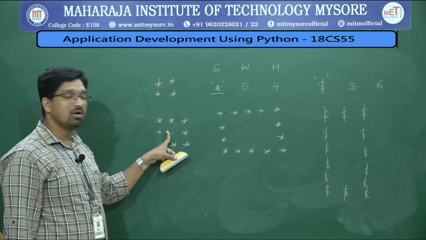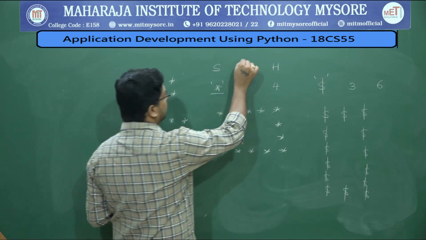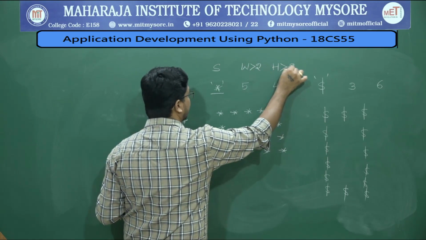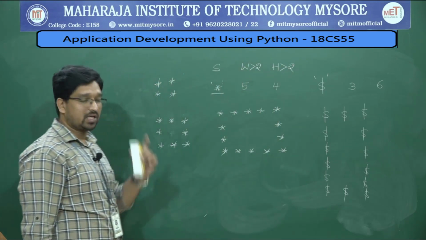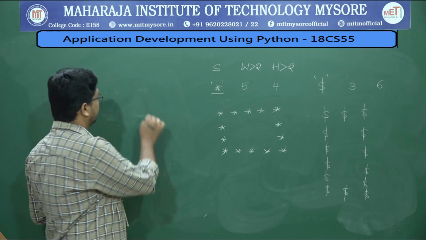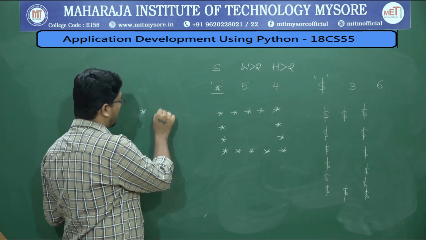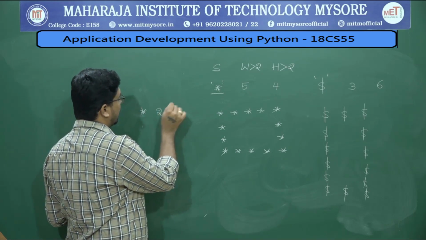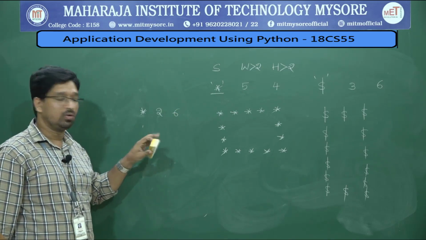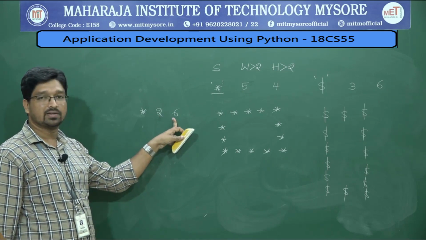Even 3 cross 2 will not look like a rectangle. So minimum the width should be greater than 2. Height should be greater than 2. If the user enters such values, you need to raise an exception. For example, if I enter star, width is 1 or width is 2, height is 6, then it is not a valid input because 2 width is not greater than 2, so we will raise an exception.